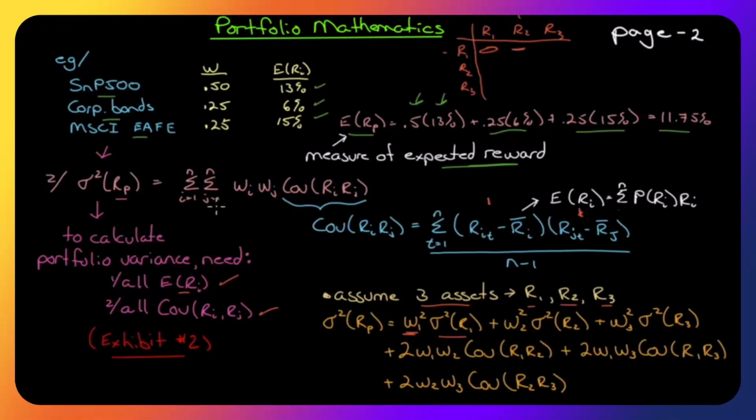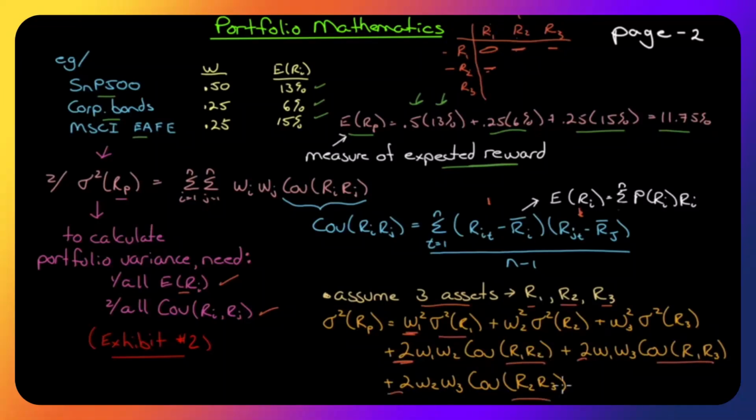And then J will go to 3. It'll be R1, R3, and that'll be a covariance. Then I goes to 2, J goes back to 1. We have 2 and 1, R2, R1. That'll be a covariance. However, the covariance of R1 with R2 is the same as the covariance of R2 with R1. So we have 2 covariances. 2 covariances. And that's why all these covariances are 2.